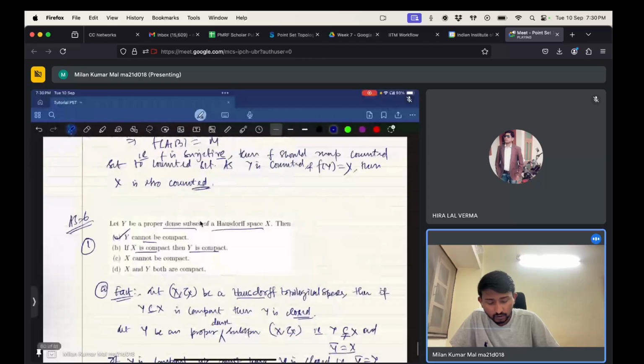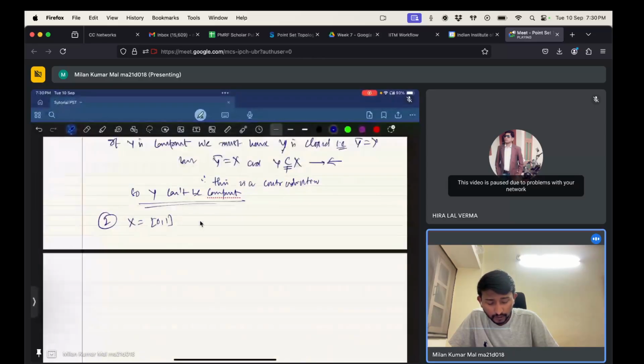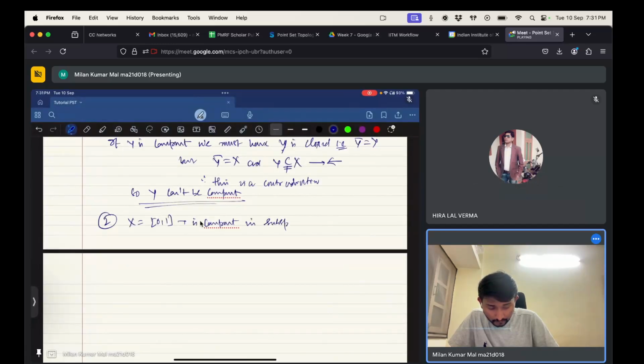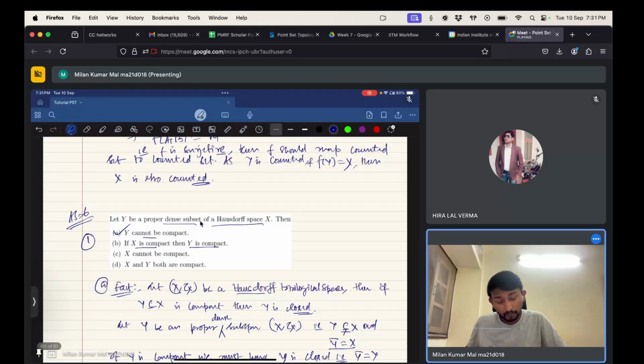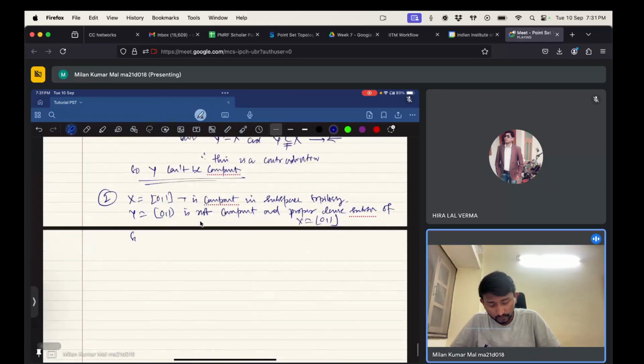Let's take X equal to the closed interval [0, 1], which is compact in the subspace topology. Okay. Let's take Y equal to (0, 1), which is not compact, and a proper dense subset of X equal to [0, 1]. So if X is compact, then Y should be compact. That is false. So B is not true.